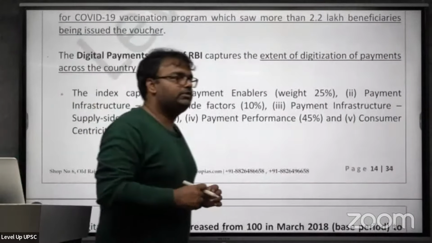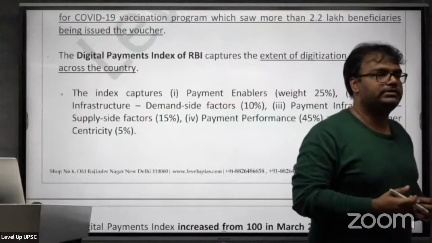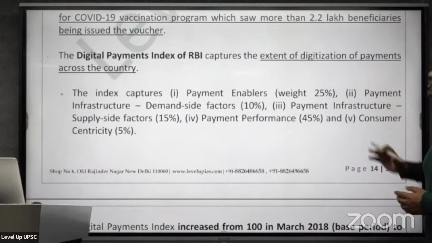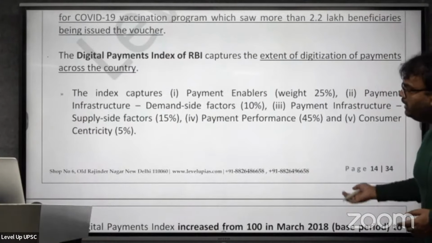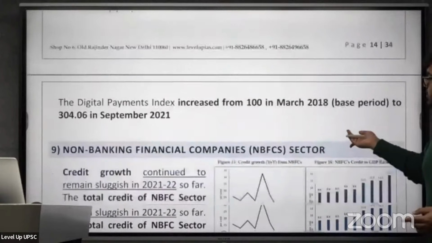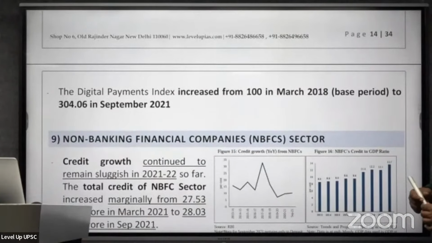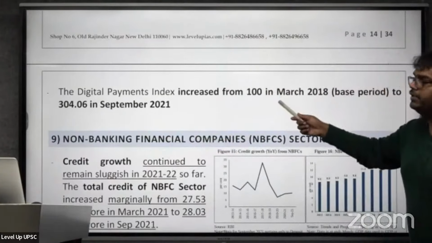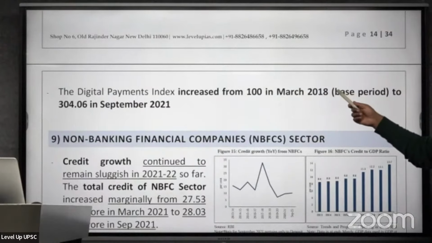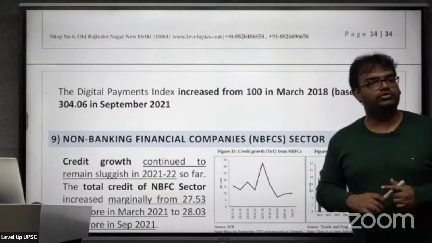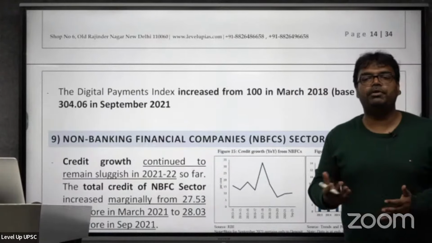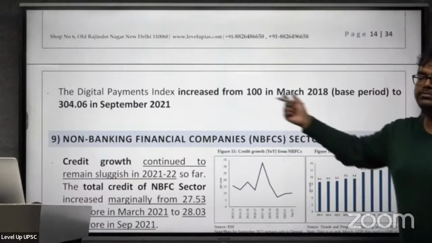Now, the next thing that we want to look at is the digital payment index. So the digital payment index of RBI measures the digitization of payment across the country. And as per the latest data by RBI, the digital payment index in India has increased to 304.06 from 100. So it has become 3 times between 2018 and 2021. The digitization of payment is increasing in the country as per this.